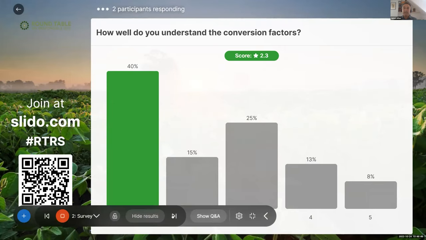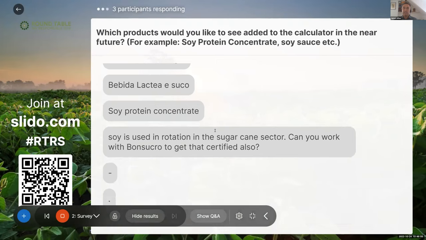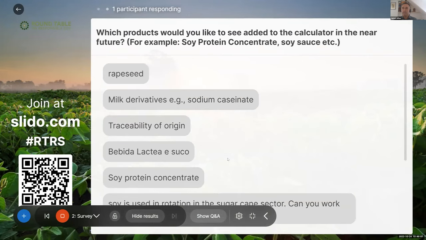And then finally, we asked you, which products would you like to see added to the calculator? Rapeseed, traceability of origin, lactose, soy protein concentrate, plantation with sugar sector. Can you work with Bonsucro to get that certified? Interesting. Emission factors per region. So here are some of the other kind of products that people would also like to include in perhaps a new iteration of the soy or the corn calculator as well.